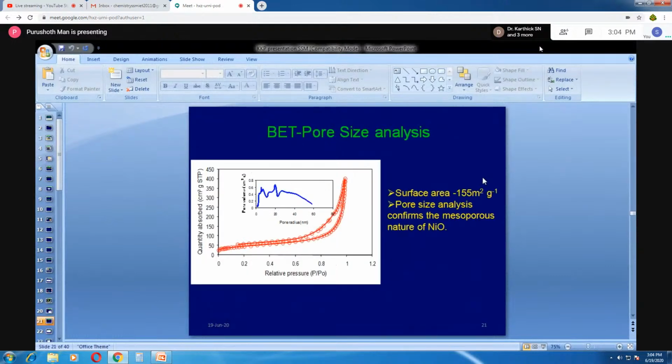Why does the material prepared at 160 degrees Celsius exhibit the maximum specific capacitance? We can study that through porosity analysis. Actually, this exhibits a surface area of 155 meters squared per gram. At the same time, it confirms that this has a mesoporous structure, with pore sizes in the range of 20 nanometers. So the ions can easily enter through these pores, and that will enhance the specific capacitance in the case of samples prepared at 160 degrees Celsius.